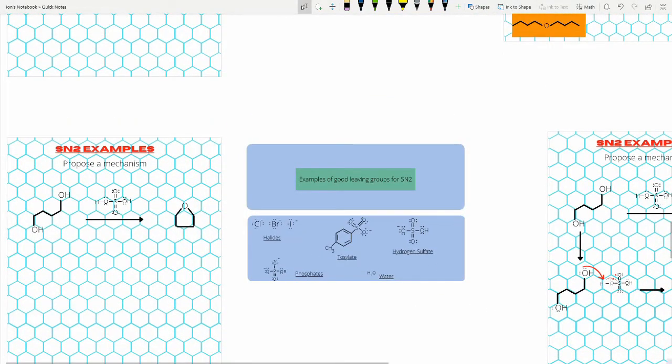The next example is a proposed mechanism of how this turns into this product. In this example, we want to look at the flashcard saying that water is a good leaving group. And the question now is, how do we get water as a good leaving group? If you remember from the previous videos, we mentioned that alcohols, under certain conditions, i.e. acidic conditions, will be protonated and thus become a good leaving group.